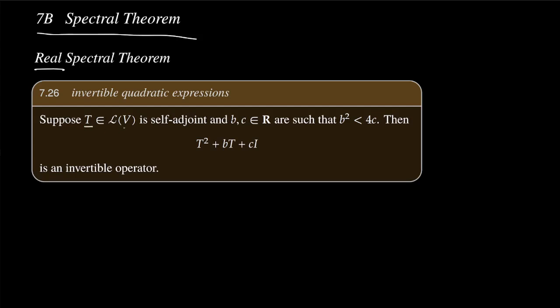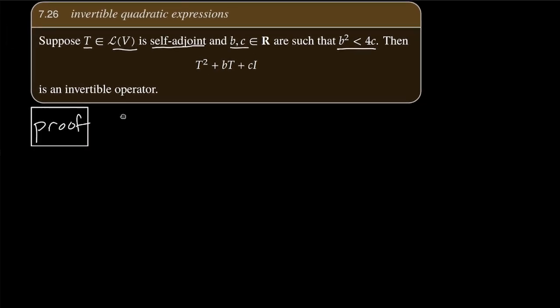You've got T, an operator on an inner product space V. This operator is self-adjoint, and you've got B and C, two real numbers, such that B squared is less than 4C. Then T squared plus BT plus CI is invertible. Let me prove this really quick. Okay. Here is the gist of it. There's only one part that requires much thought at all.